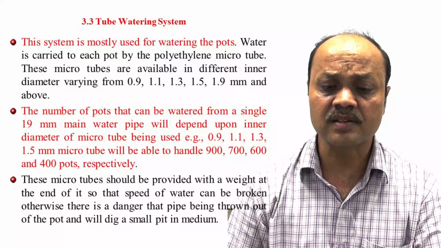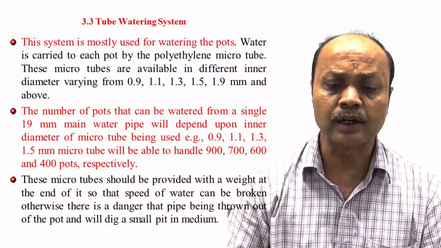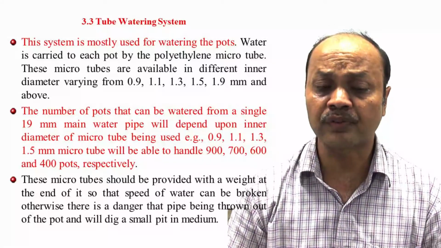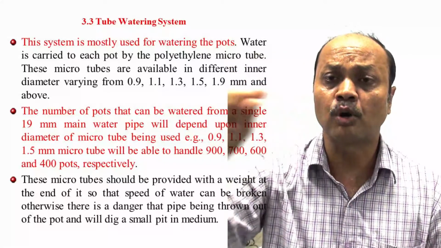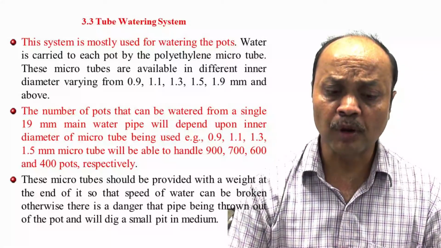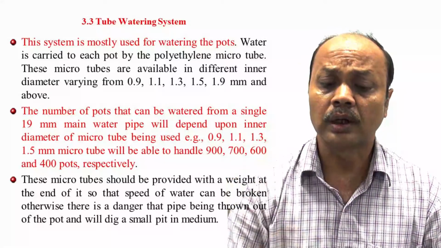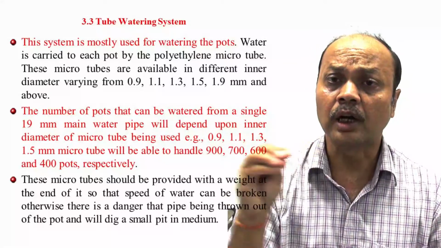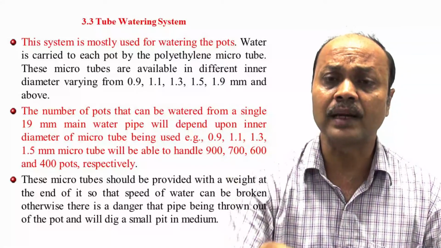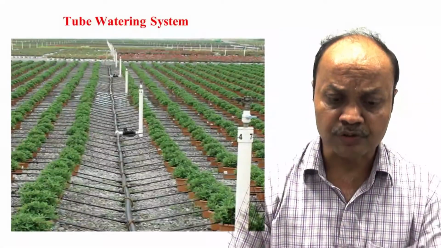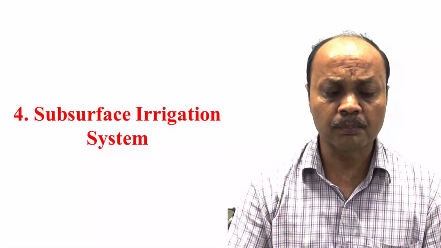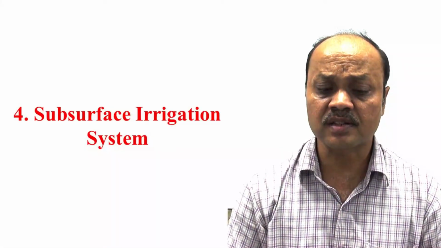Then the tube watering system is there, which is a surface irrigation system. To irrigate crops in pots, small diameter micro tubes of different types are there. The dripper is put at the end, and then you can irrigate your pots. So this is the picture, and the last one is the subsurface irrigation system.